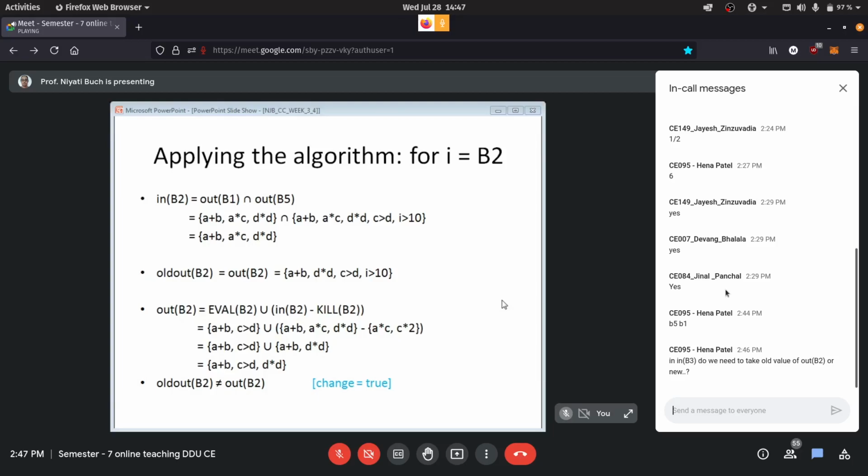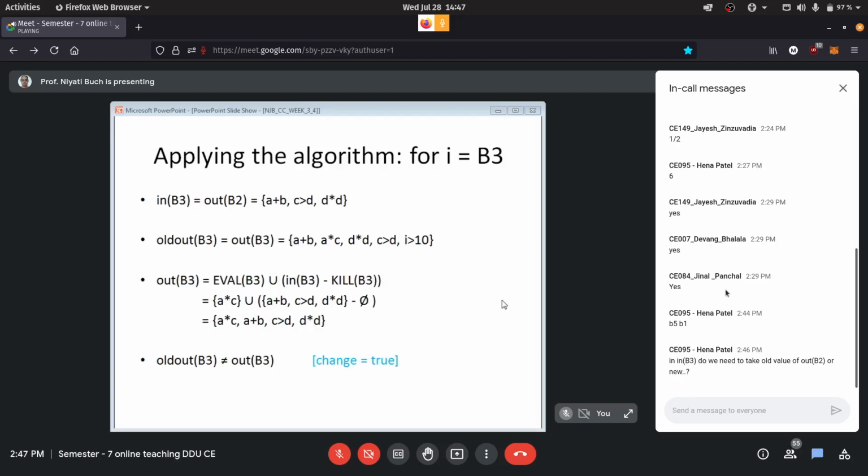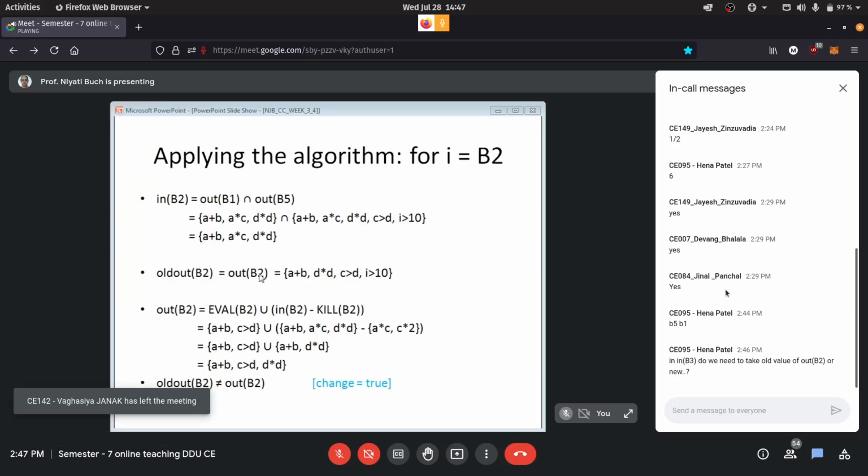No, we have to take the new value. Let me show it to you in the example, I think that will be more clear. Yes, this is a typical case in B3. See over here, once we have the new values, we are going to store them into out of B2. So now out of B2 will have whatever value we computed over here. See, here it has got three elements. So that is what we are going to use in the further step.